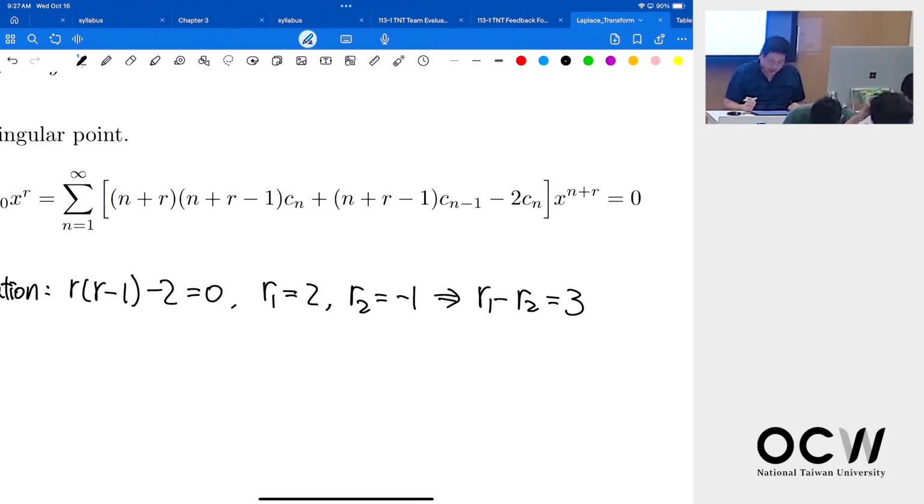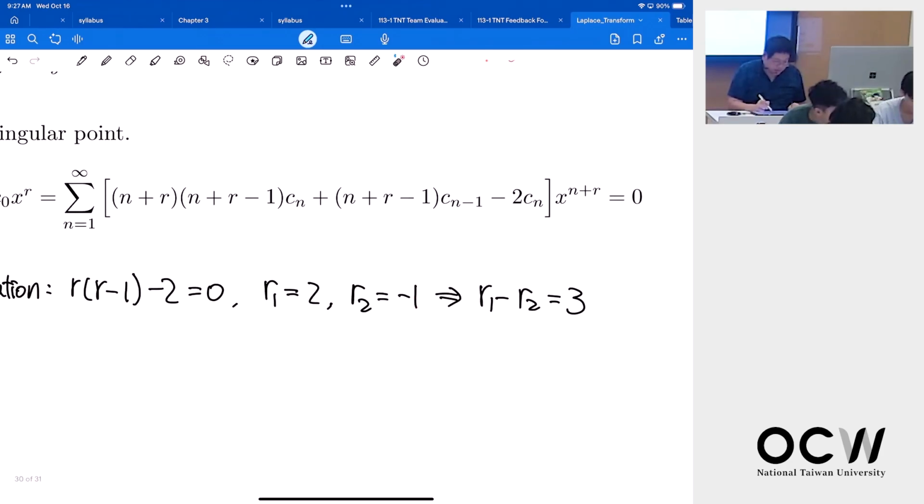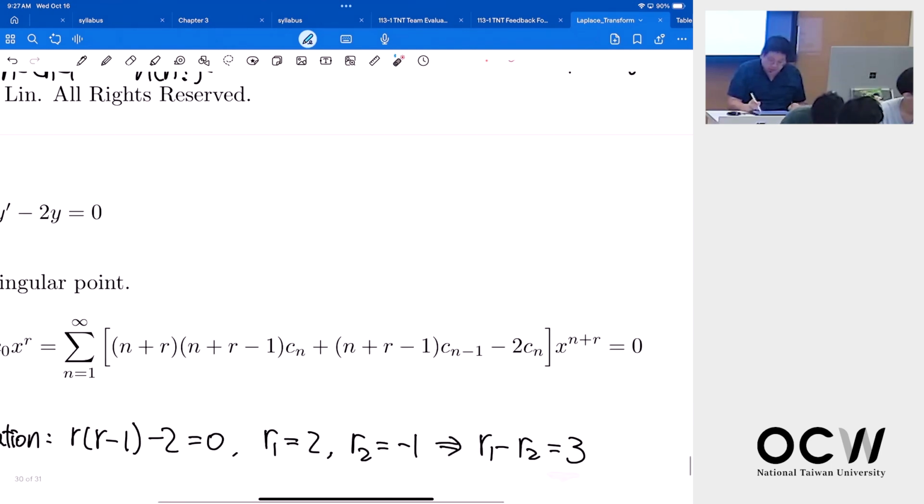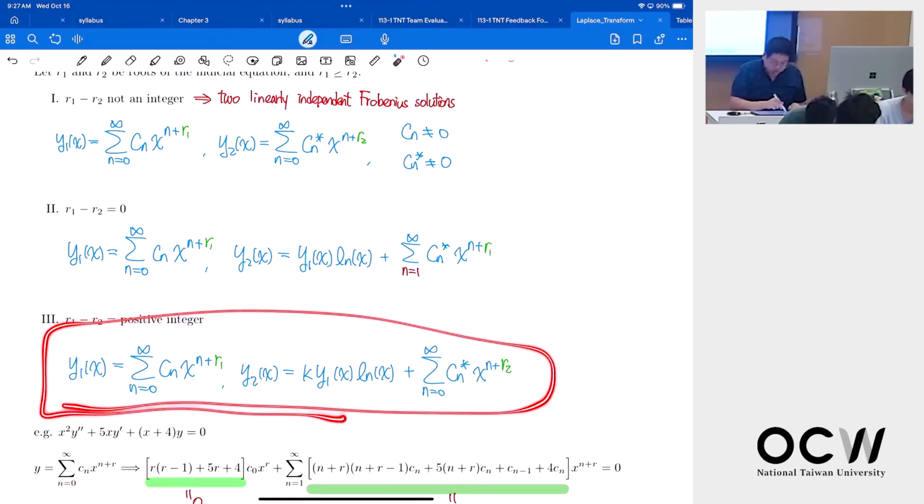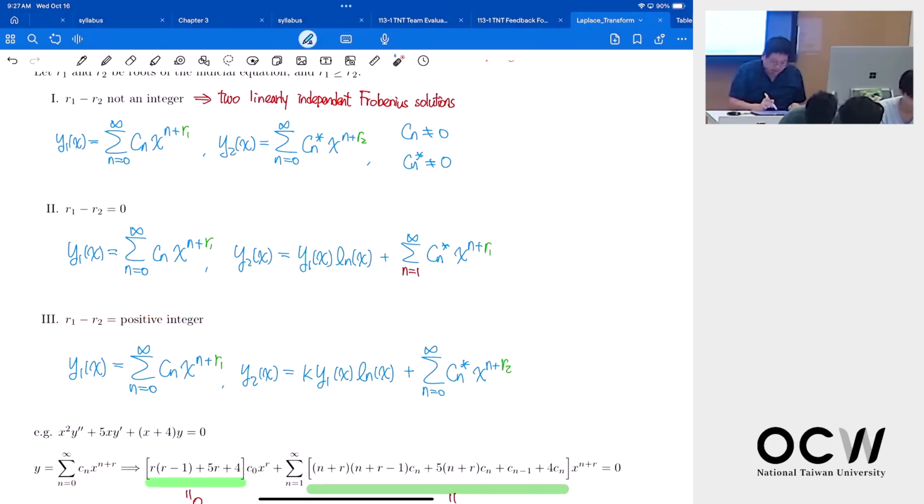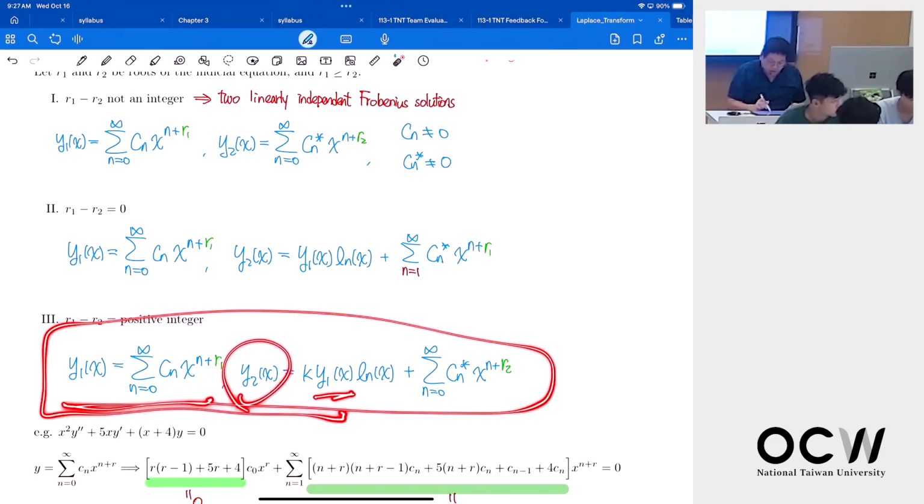So now we need to figure out, when r equals 1, what is our relation? When r equals 2, what is our relation? And since the difference is an integer, our solution should be in this form: y1, and then y2 depends on y1.